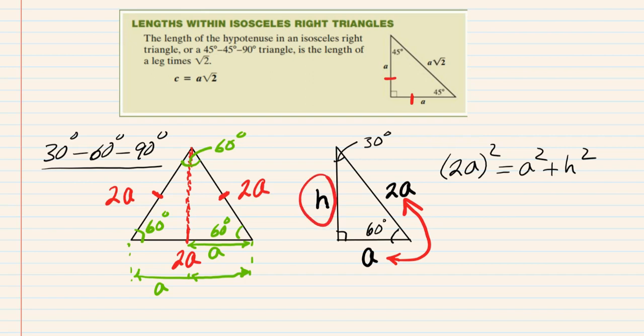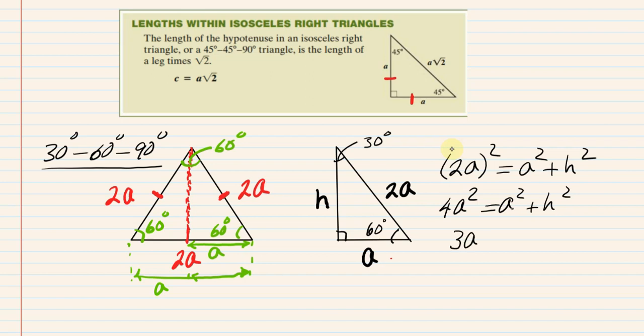We need to write h in terms of a, just like the triangle directly above it, where I had a root 2a. Instead of h, I want something in terms of a. So let's complete the Pythagorean. 2a squared, that's 2 squared, 4, times a squared, is 4a squared. And then subtract a squared from both sides. 4a squared minus a squared makes 3a squared equal to h squared.